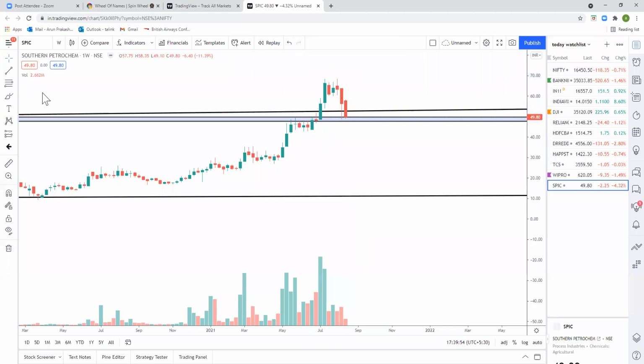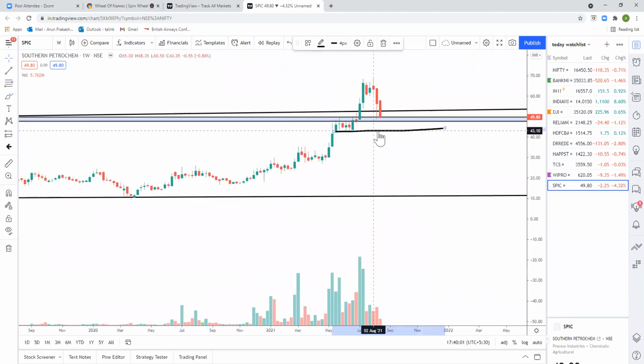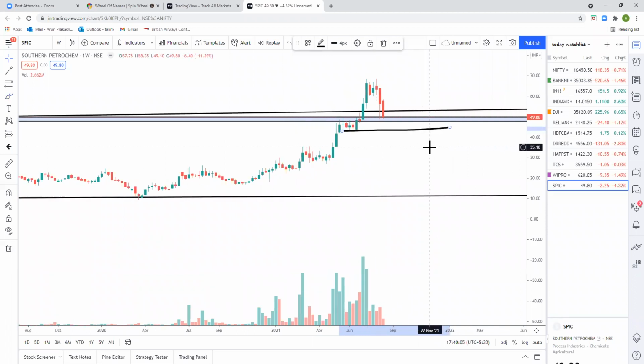I'll just follow the price action. For me, this level should not get broken. The 43, 42 level should not be getting broken. As long as this holds, you can hold on to this stock.